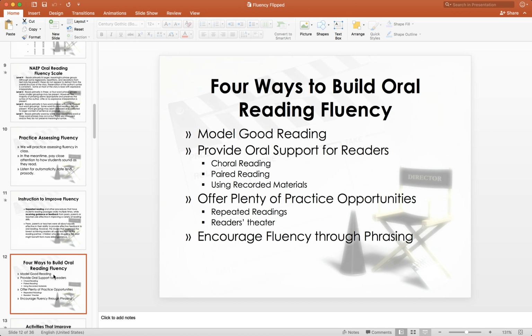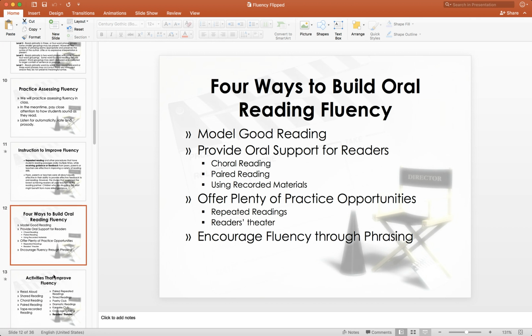Offer plenty of practice opportunities, so let kids do repeated readings. And those repeated readings can be very fun, using different kinds of books, like poems for two voices, and readers' theater. And then encourage fluency through phrasing. So you can actually teach kids how to phrase, how to put those words together, and encouraging that.